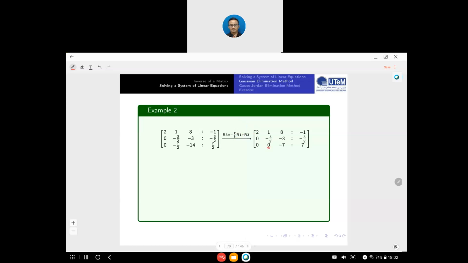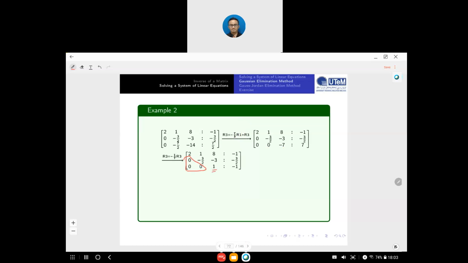And then, this one is row 2, not row 1. Okay. And then, you want to change negative 7 to become 1, so times by 1 over 7. So, you can get this one. Since this 3 and 3 is 0 and the last one is 1, this is already enough for the Gaussian elimination method.